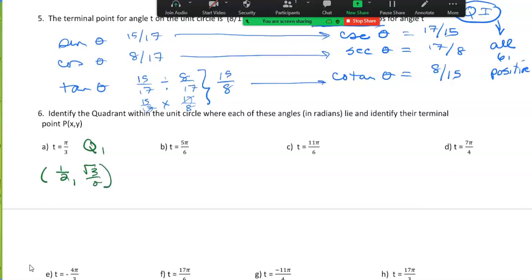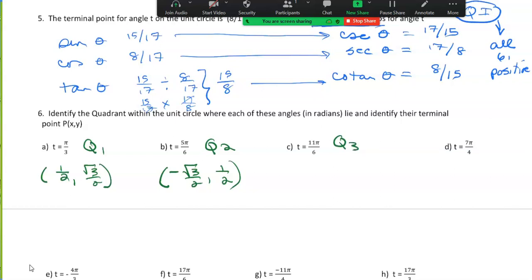Okay, 5 pi over 6. It's a little bit less than 1 pi, so that's going to be in quadrant 2. And in quadrant 2, what happens is your x value will be negative. So now go to quadrant 1 and match up the pi over 6 angle, because that's the reference number. So that's this, and then this. Done. Okay, 11 pi over 6, that's a little bit less than 2 pi, so that is in quadrant 3.